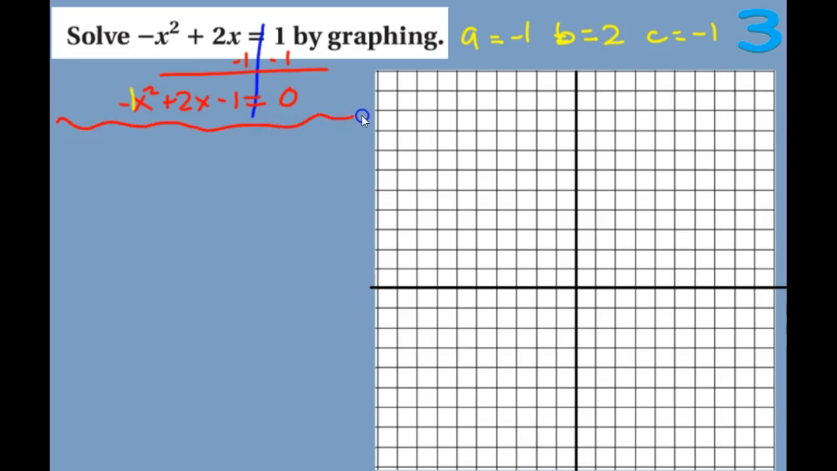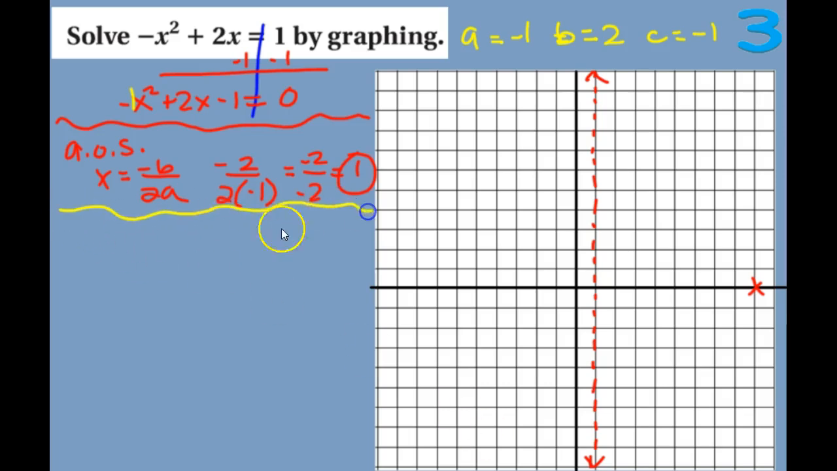So if we find our axis of symmetry, or when we have negative B over 2A, so negative B, so negative 2, over 2 times A, which is negative 1. That makes a negative 2 on the bottom. 2 negatives make a positive. 2 divided by 2 is 1. So at 1, I'm going to draw my axis of symmetry, my dashed line where my graph will fold in half.